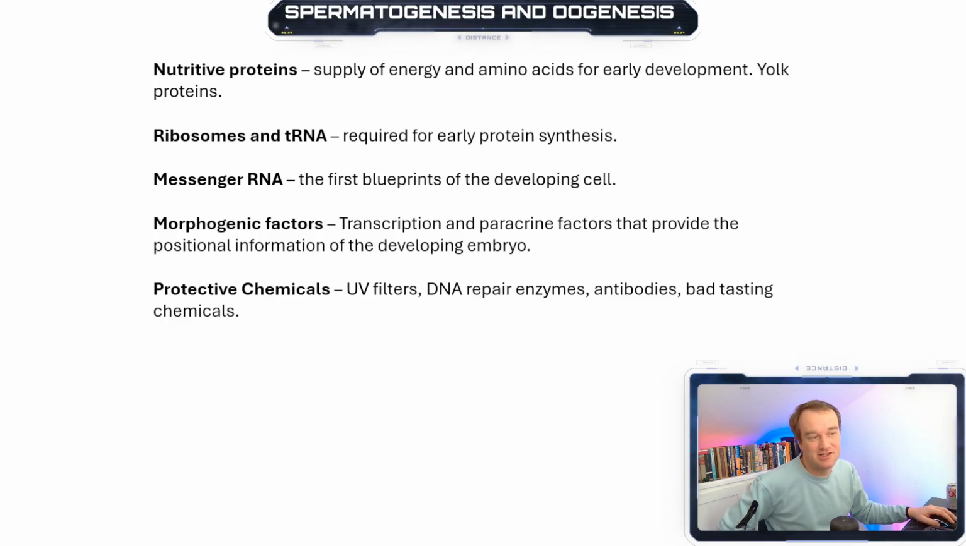So protective chemicals. DNA repair enzymes and antibodies, yes, for humans. UV filters, bad tasting chemicals, that's more for frog eggs and things that are preyed upon, etc. We don't really need UV filters because you're going to be developing inside a womb, right? But for other species, they've evolved these other things as well.